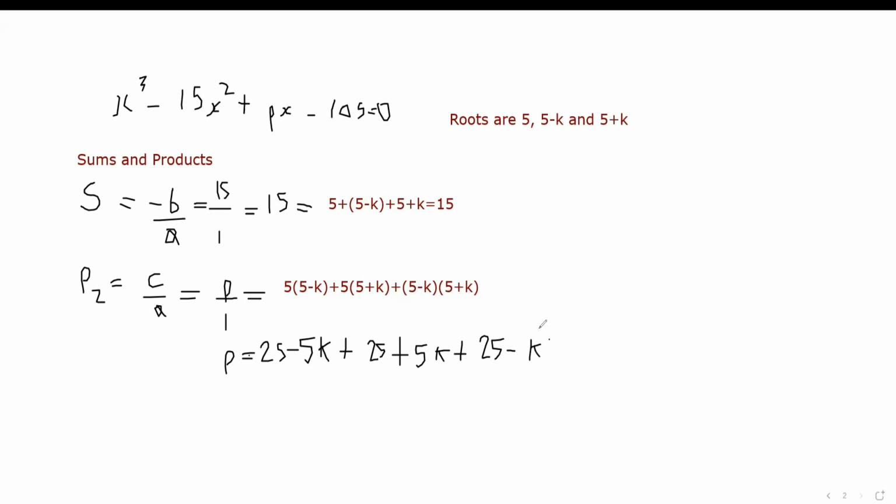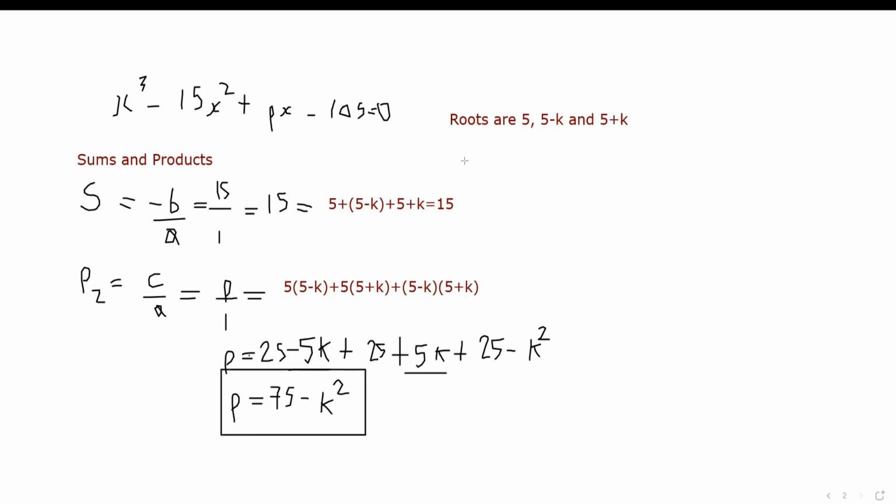What does that do for our calculations? The 25 and the 25 and the 25 is 75. So we end up getting P is equal to 75, and then the minus 5K and the 5K cancel, so we get 75 minus K squared is P. All right, that's what we get, because this minus 5K and this plus 5K cancel. That's giving us P.